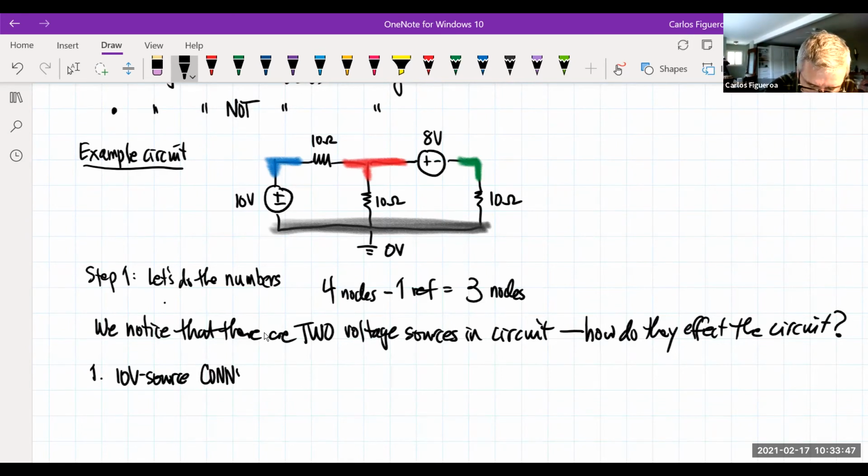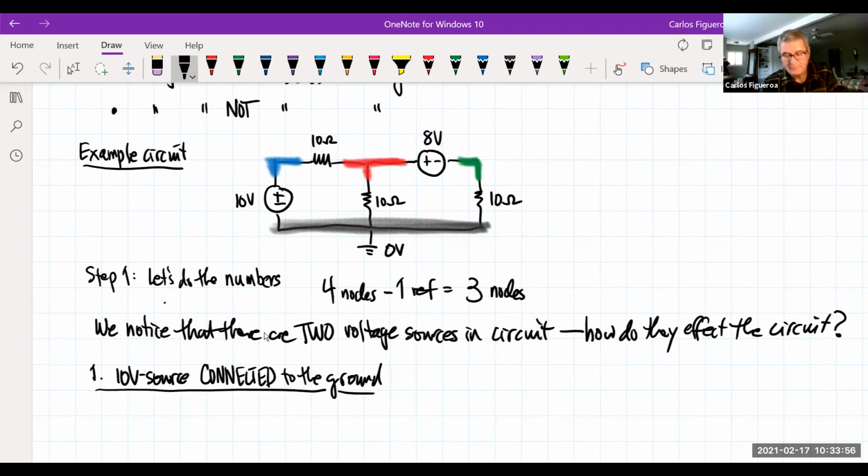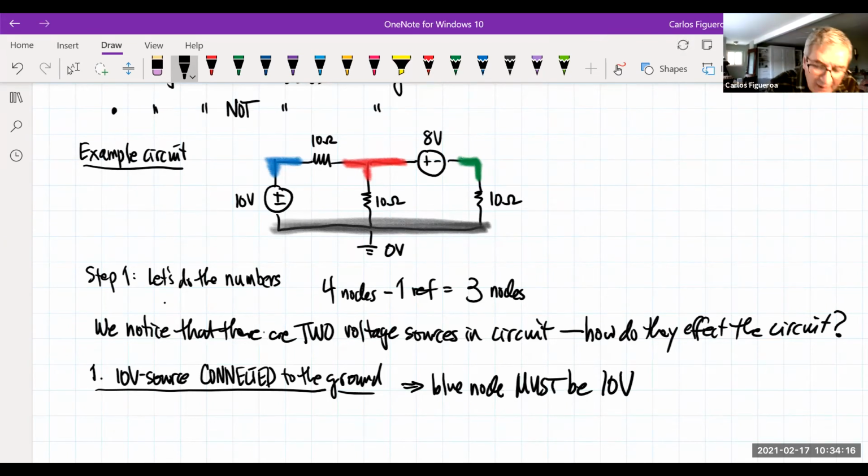connected to the ground. Connected to the ground. So when you look at this thing, that blue node, right? This implies here that the blue node must be 10 volts. So when I come over here and I look at this guy, that guy must be 10 volts.